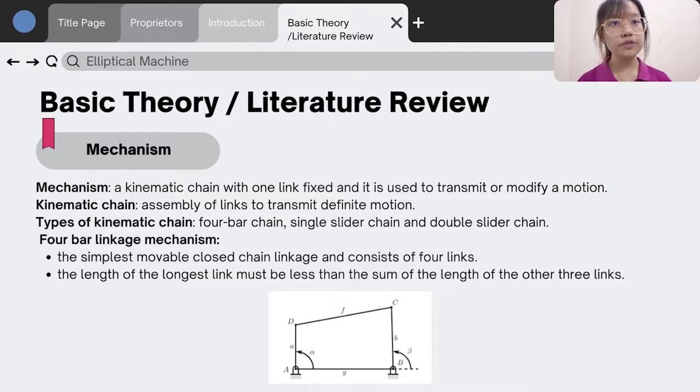The second topic involved in the elliptical machine is mechanism. Mechanism is a kinematic chain with one link fixed, and it is used to transmit or modify a motion. Kinematic chain is the assembly of links to transmit definite motion.